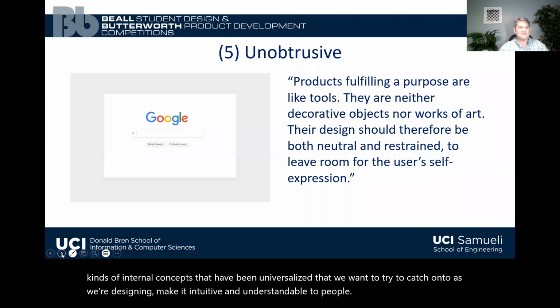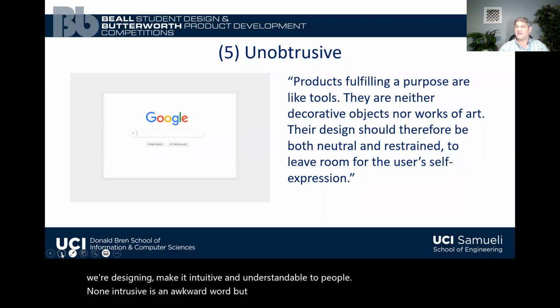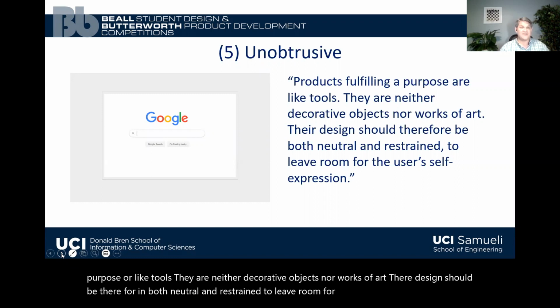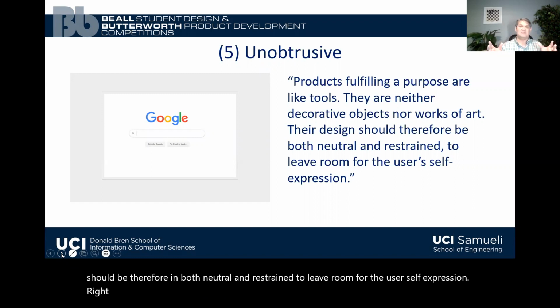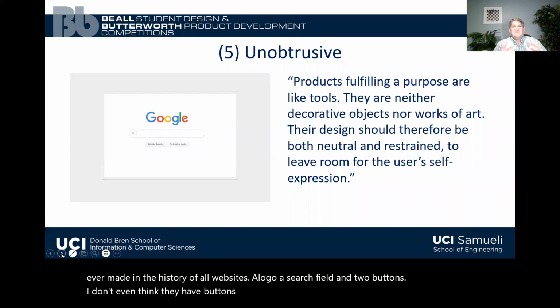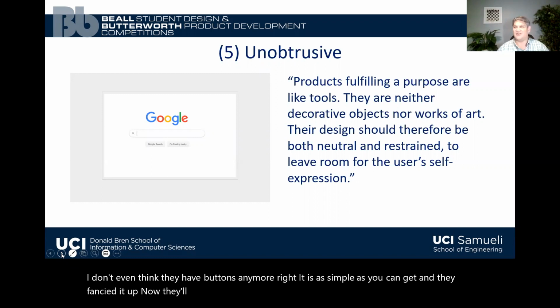Now, unobtrusive is an awkward word, but it's something that is important. Products fulfilling a purpose are like tools. They are neither decorative objects nor works of art. Their design should be therefore both neutral and restrained to leave room for the user's self-expression. Right? Now, if you look at Google, they made the simplest, most bland, boring website literally ever made in the history of all websites. A logo, a search field, and two buttons. And I don't even think they have the buttons anymore, right? It is as simple as you can get. And they've fancied it up now. They'll create images in replacement of the logo and everything. But really, it's not in your face.